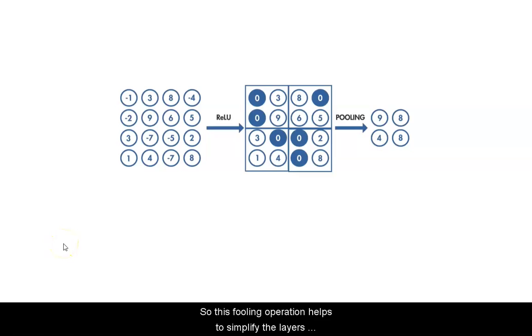So this pooling operation helps to simplify the layers and reduce the number of parameters that the model needs to learn. And as I have mentioned, each hidden layer in your CNN learns a different set of features from a given image.